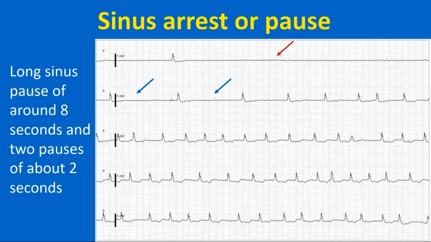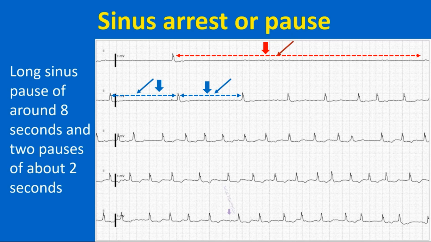Central monitor record capturing a long pause of about 8 seconds and two pauses of around 2 seconds. The underlying rhythm is atrial fibrillation as no P waves are seen and there is some QRS widening with a notch.